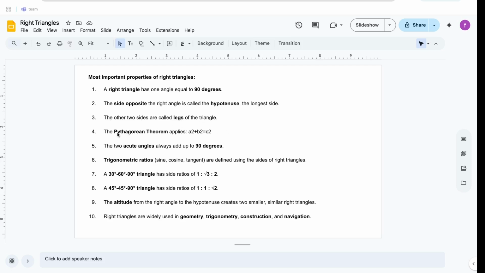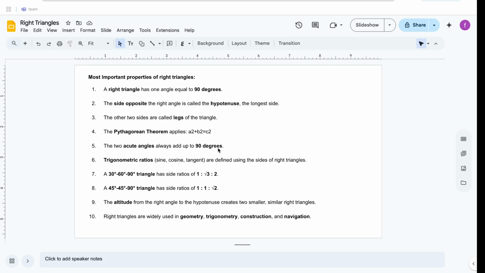The famous Pythagorean theorem we apply also to a right triangle, and it helps us find the sides of a right triangle. The Pythagorean theorem says that the hypotenuse to the power of 2 is equal to the squares of the other two sides added. If we add the other two sides, each one of them to the power of 2, it is equal to the hypotenuse to the power of 2. The two acute angles always add up to 90 degrees.